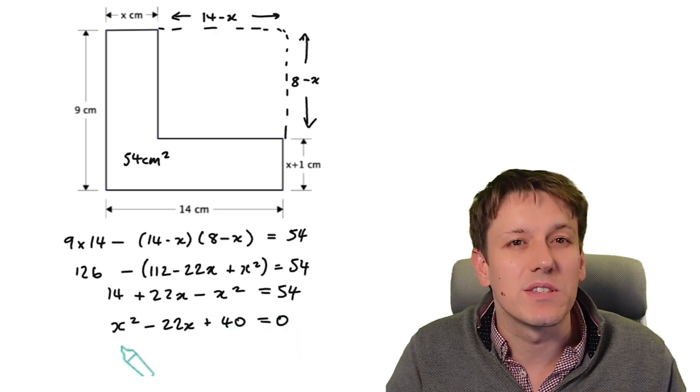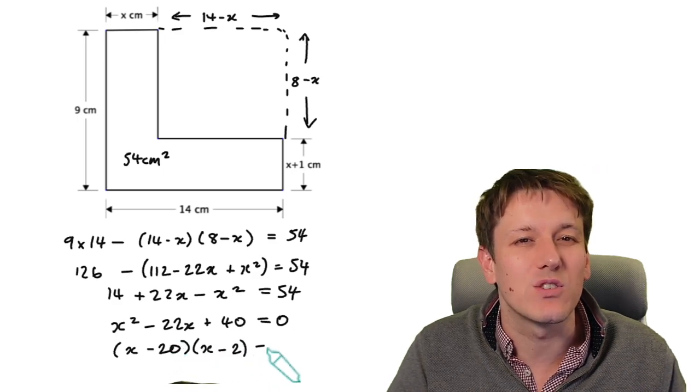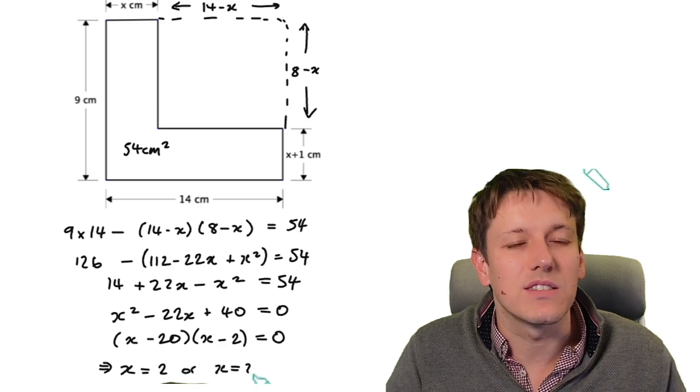So we're looking for two numbers that multiply together to give 40, add together to give minus 22. That would be minus 20 and minus 2. So we get x minus 20 times x minus 2 equals 0, which gives us x equals 2 or x equals 20 as the solution.